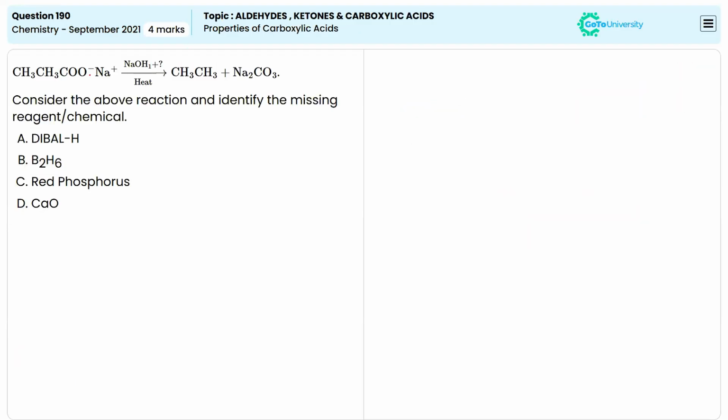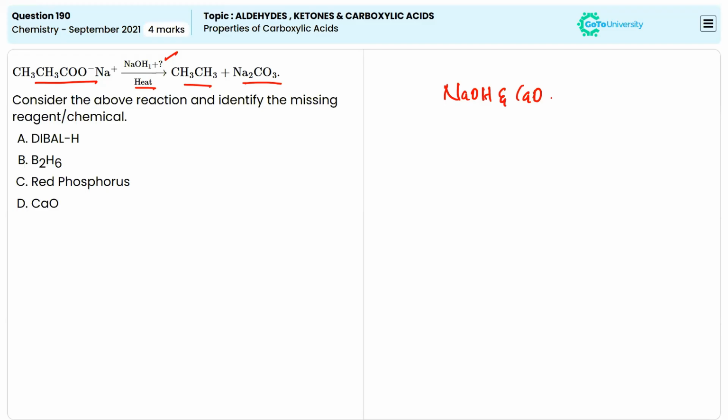In this question, the reaction given is the sodium salt of propanoic acid reacting with sodium hydroxide and some other reagent, followed by heating. They are producing ethane and sodium carbonate. We have to identify the missing reagent in the reaction. So here the reaction is taking place between the sodium salt of a carboxylic acid and sodium hydroxide, right? This reaction usually takes place in the presence of two reagents, that is sodium hydroxide and calcium oxide.